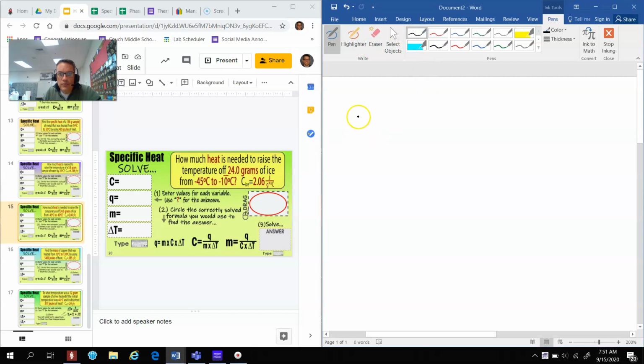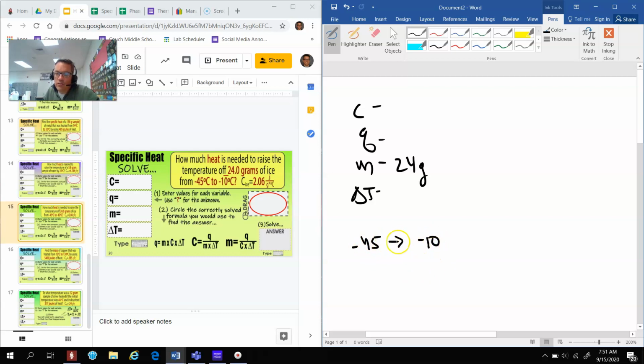All right, so looking for how much heat again. This should be an easy one. We don't have to rearrange the formula. 24 grams is our mass. The temperature changes from negative 45 to negative 10. So again, even if you put this in your calculator, it's the final temperature minus the beginning. So it's negative 10 minus negative 45. That's an increase of 35. I know these are negatives, but it's still getting warmer. It's going up 35 degrees. And our C value in this one is 2.06. The specific heat of ice is actually different than water.